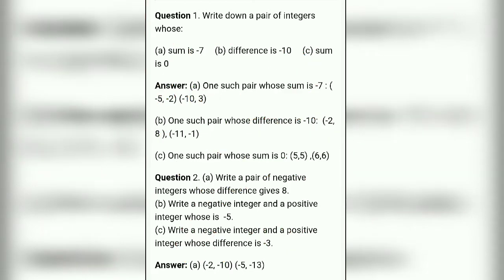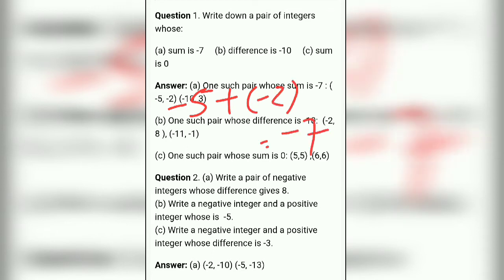How many pairs do we need to find here? Write down a pair of integers. So one or two pairs we can write here. Our first pair is 3 and minus 10. Otherwise, you can even estimate it directly. That means if I take minus 5, then I need to take minus 2. I get minus 7. If you directly know the answer, then you can write it.